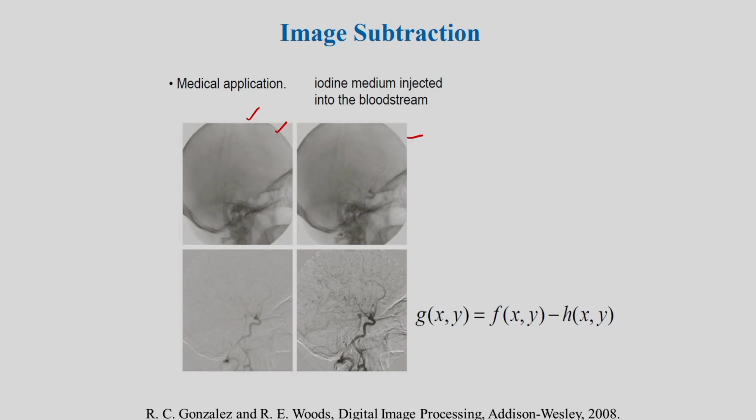If I do the subtraction, that is f(x,y) minus h(x,y), then I will be getting g(x,y), the subtracted image. So you can see the subtracted image, that is g(x,y), I am getting. That means I can see the locations of the arteries and the veins. And in the next image you can see that portion is enhanced by image enhancement techniques. So you can see the application of image subtraction.